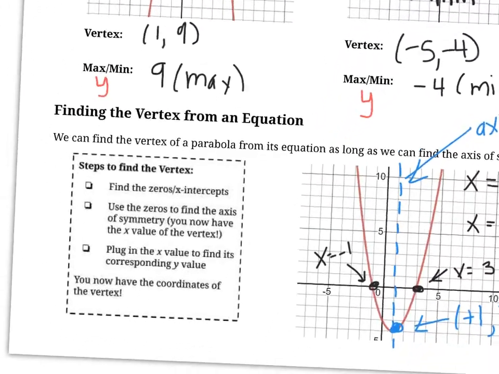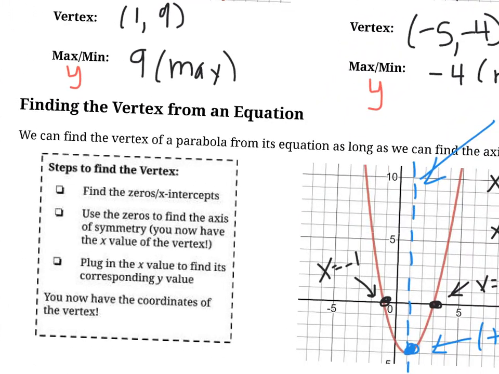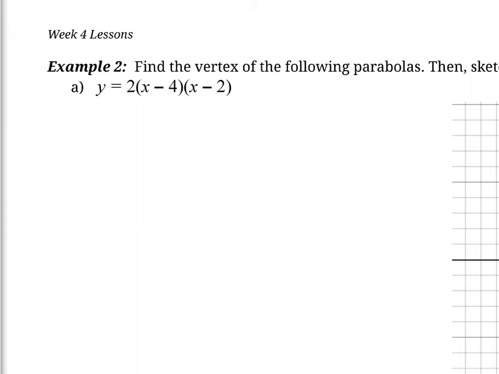Just as a reminder, we're going to find the x-intercepts first, figure out what's in between them, that's the x-axis symmetry, and then once we know the x value that's in between them, we can just plug that x value into our equation to find the y value. So step one is to find the x-intercepts.